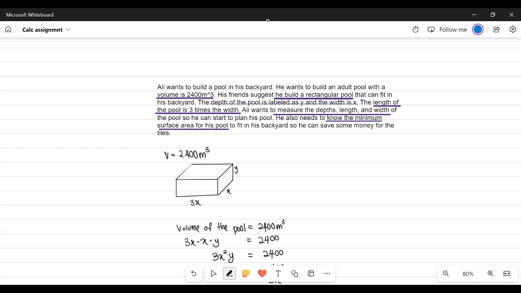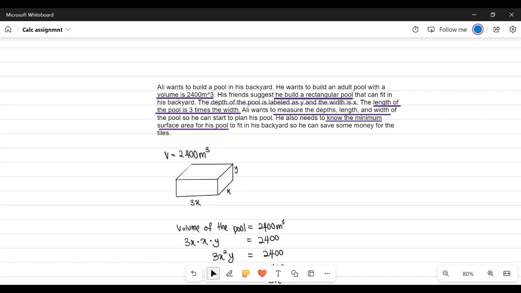His friend suggests he build a rectangular pool. The depth is labeled as y and the width is x. The length of the pool is 3 times the width. Ali wants to measure the depth, the length, and the width of the pool so he can start to plan his pool. He also needs to know the minimum surface area for his pool to fit in his backyard so he can save some money for the tile.